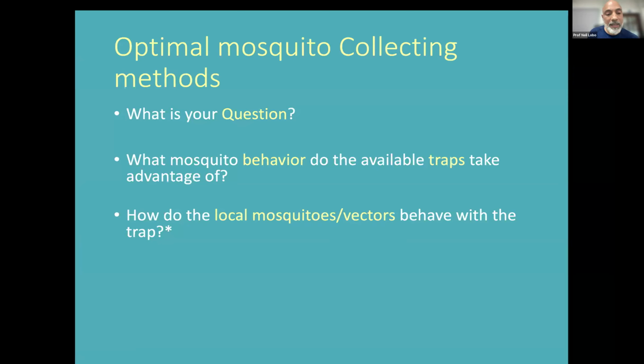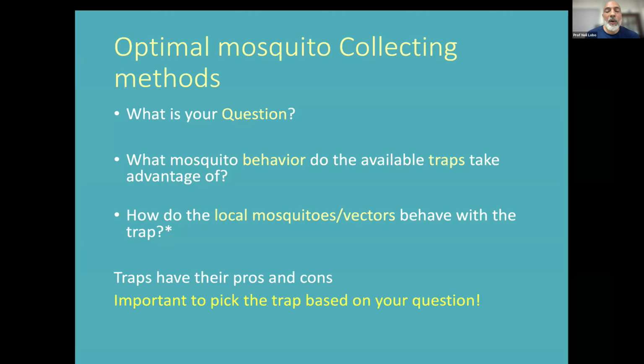And I was completely wrong about this once. When in Namibia, we were doing sampling to figure out what the major vectors were. And across the border in Zambia, people were using CDC light traps to capture Anopheles arabiensis, the major vector. So I assumed that across the border in Namibia, we could use CDC light traps to capture Anopheles arabiensis. And I was completely wrong. The Namibian Anopheles arabiensis did not like the CDC light trap.